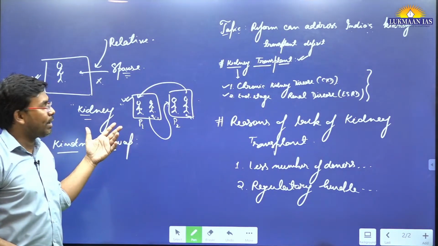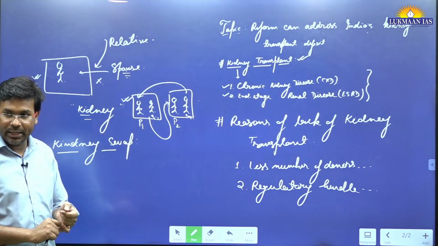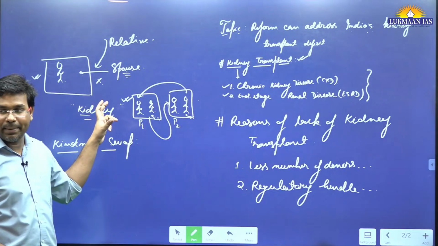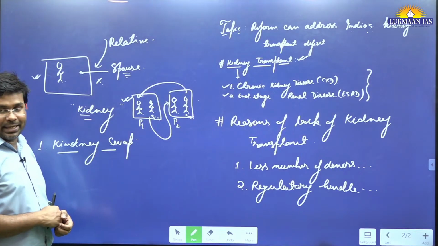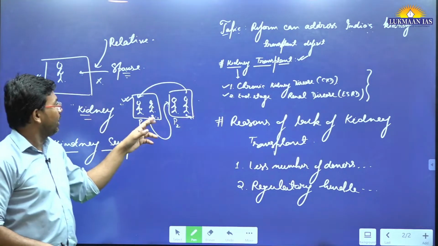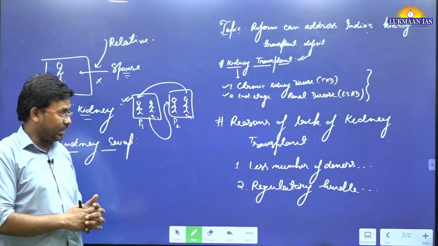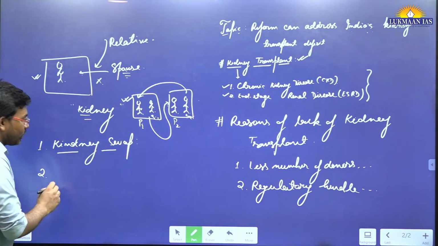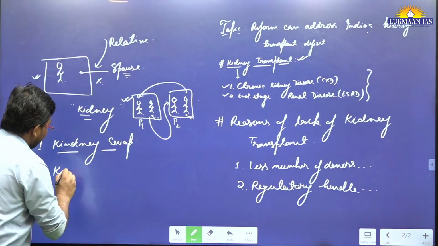This kidney swap method is followed in many countries, such as the United States of America and the UK, where they have allowed kidney swap to happen. But it is very rare. Why is it rare in India? Basically, it is very difficult to match this particular thing. And so they have another thing which is known as kidney chain. So they have mentioned kidney chains. This is also important.